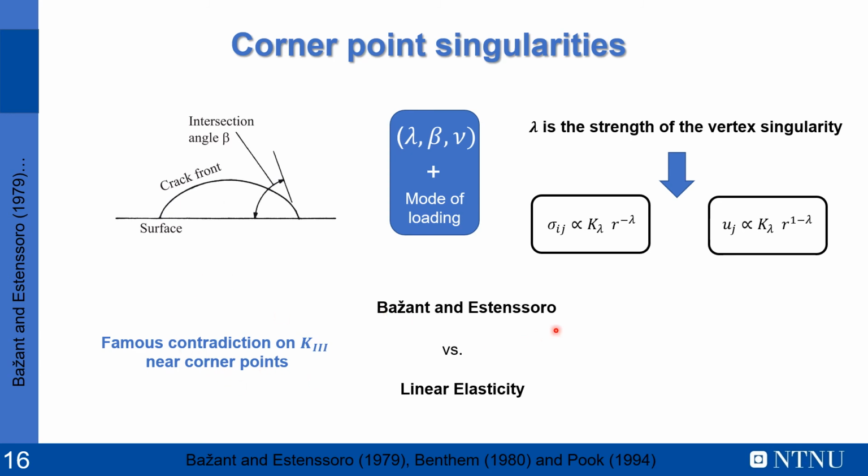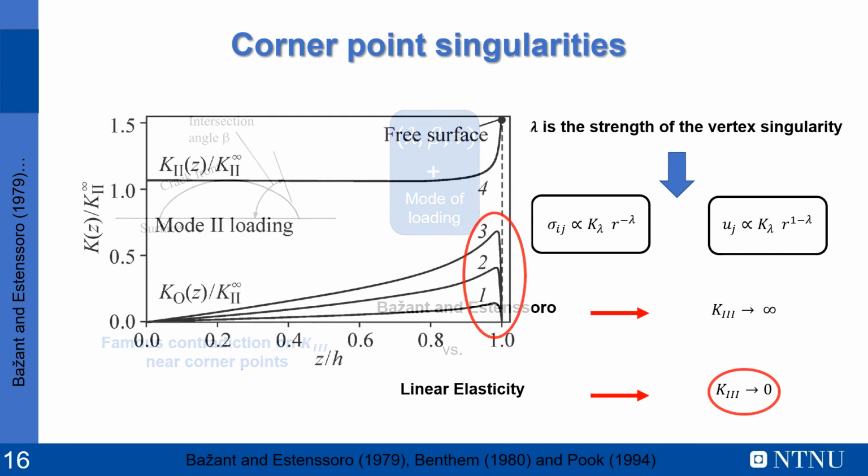In fact, Bažant and Estenssoro predicted that the stress intensity factor in mode 3 should tend to infinity, while linear elasticity says that K3 should converge to 0 to respect the boundary conditions of free surfaces. In fact, numerical models have proved this, are in agreement with linear elasticity, and K3 drops down near free surfaces.